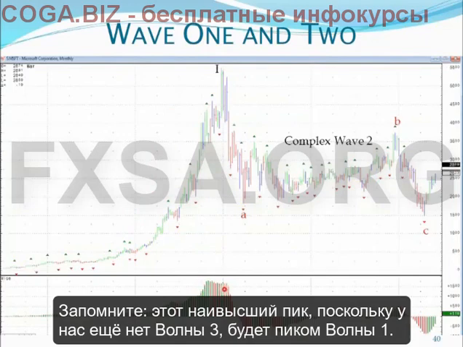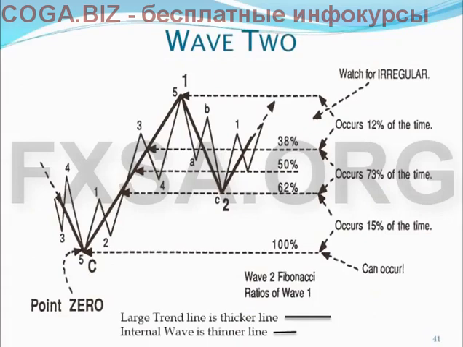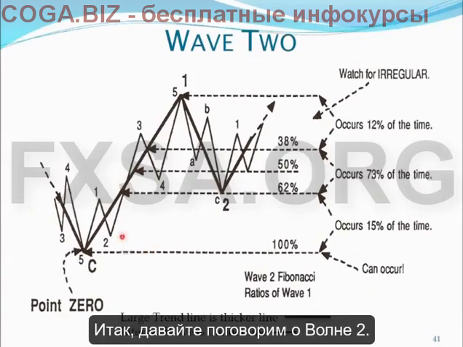Tallest peak here, remember, because we don't have a wave 3 to compare it to yet, is going to be wave 1. And then we go into a complex correction here, which we will discuss in the correction area of this presentation. Now let's talk about wave 2.